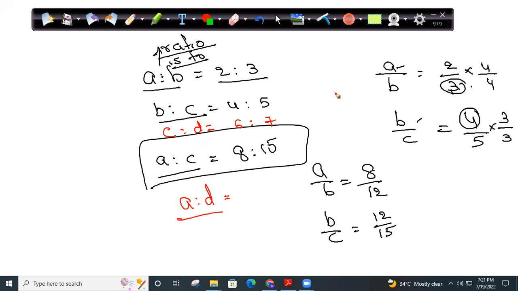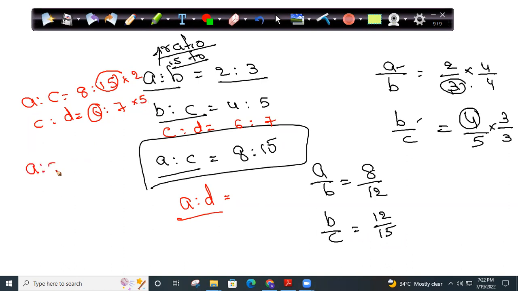So first you find A is to C. We already got A is to C. What is the value of A is to C? 8 is to 15. Now C is to D, 6 is to 7. Now C here is 15, C here is 6. I need to make both of them common. So I'm multiplying with 2 here, I'm multiplying with 5.